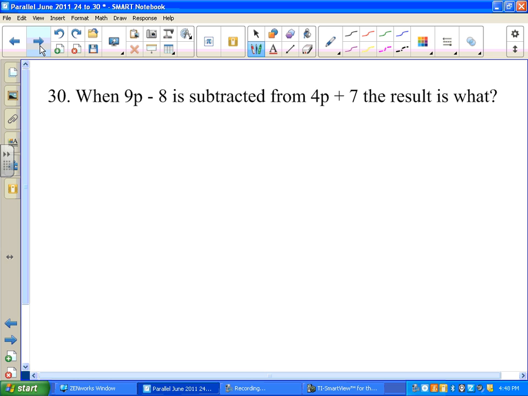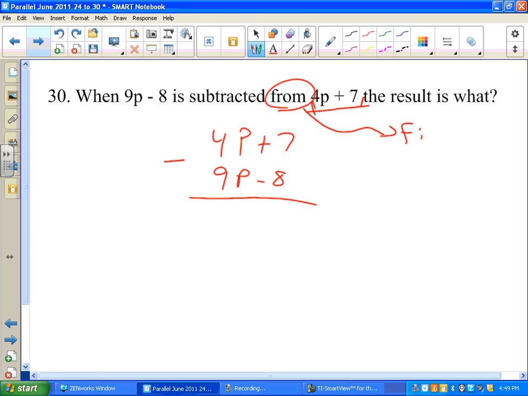When 9p minus 8 is subtracted from 4p plus 7, the result is... whenever you see the word from in subtraction, whatever comes next has to be first. 4p plus 7 minus (9p minus 8). From is first. I wrote that first. 4 minus 9 is negative 5p. Yes, it is. 7 minus negative 8 is positive 15. Yes, it is.